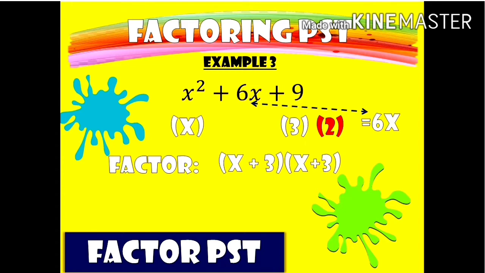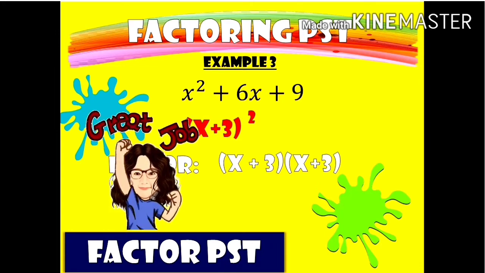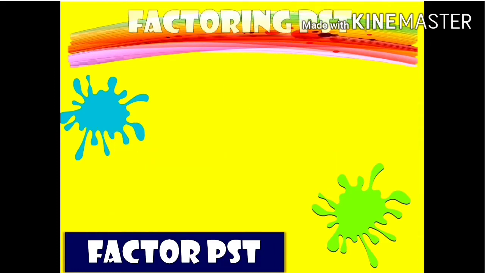So, ang magiging factor niya ay x plus 3 times the quantity of x plus 3. Positive sign because the sign of the middle term is positive. Or we can write it as x plus 3 quantity squared. Ibig sabihin, the factor of x squared plus 6x plus 9 is the quantity of x plus 3 squared. Magbigay pa tayo ng isa pang halimbawa.